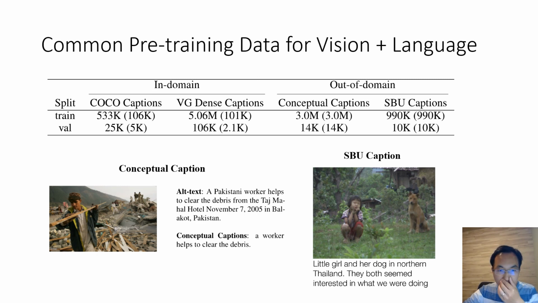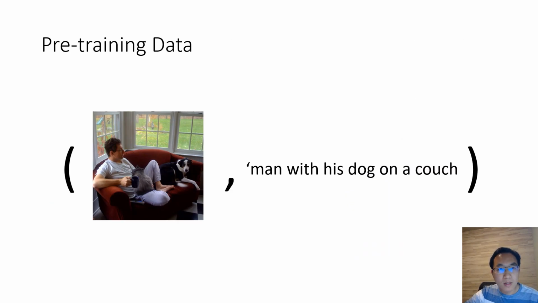And now there is even larger scale conceptual caption data. And in industry labs, such as Google and Microsoft, there are already pre-training datasets on the scale of 100 million noisy image-text pairs for vision-language pre-training. And the picture here shows one example of what a conceptual caption looks like. It is basically a cleaned version of the original alt text. So this is how the pre-training data looks.